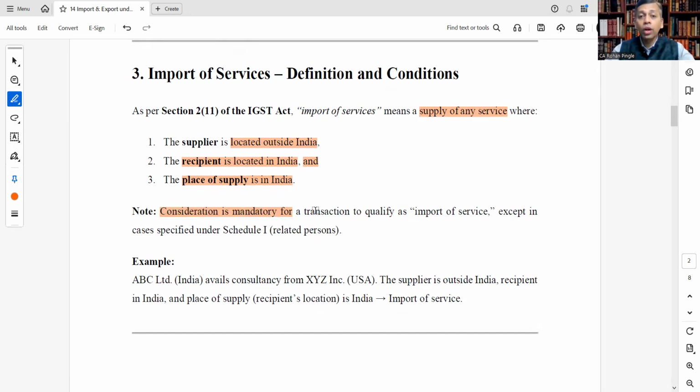Consideration is mandatory for a transaction to qualify as import of service, except in cases specified under Schedule 1 related persons. Means what is mandatory? There should be a consideration. Only exception is related person that is mentioned in Schedule 1. So consideration is mandatory for a transaction to qualify as import of service. Means supplier is located outside India, recipient is located in India, place of supply is in India, and also consideration is received. Only exception is related person as per Schedule 1.